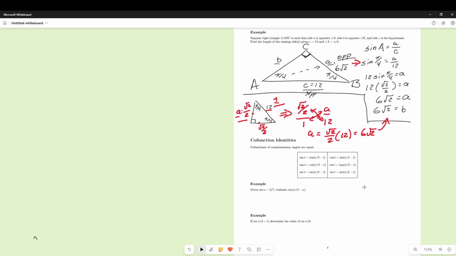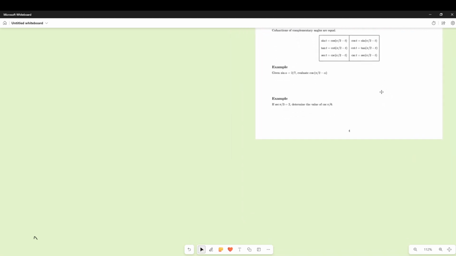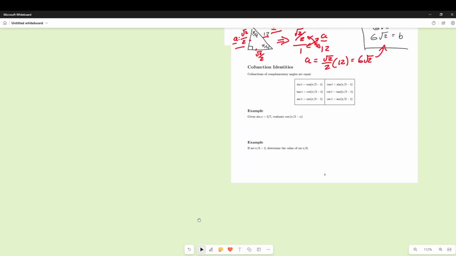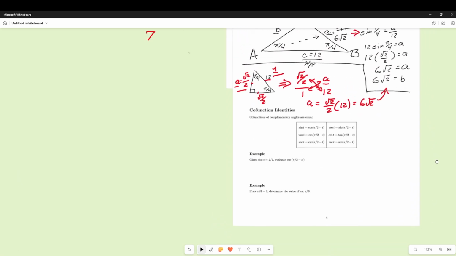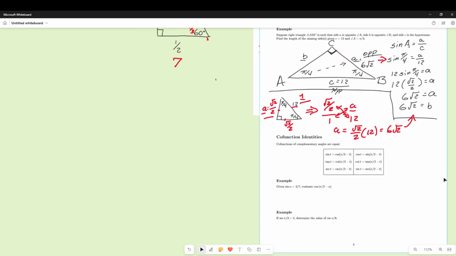Okay. So our cofunctions. I do want to spend some nice time talking about our cofunctions. But to do that, I want to take a minute and give a little bit of general vocabulary.